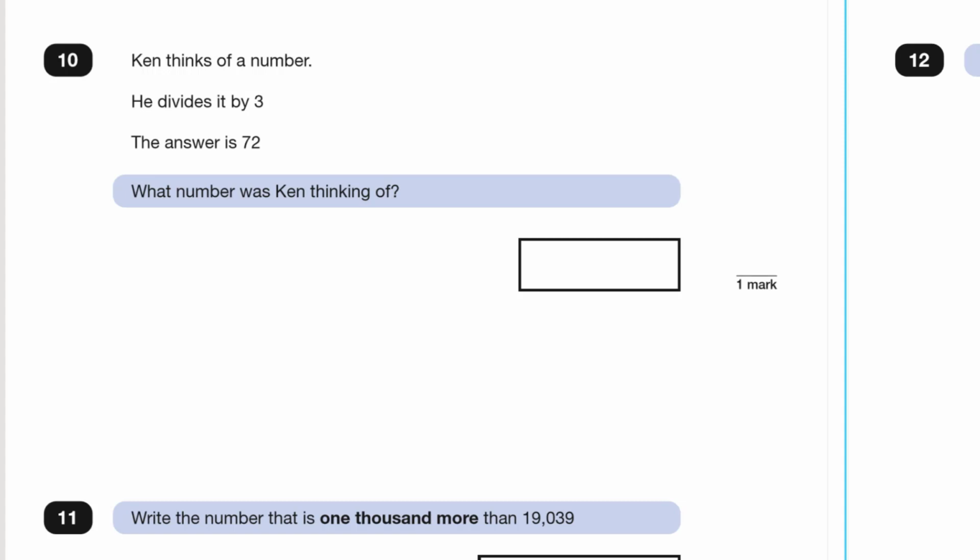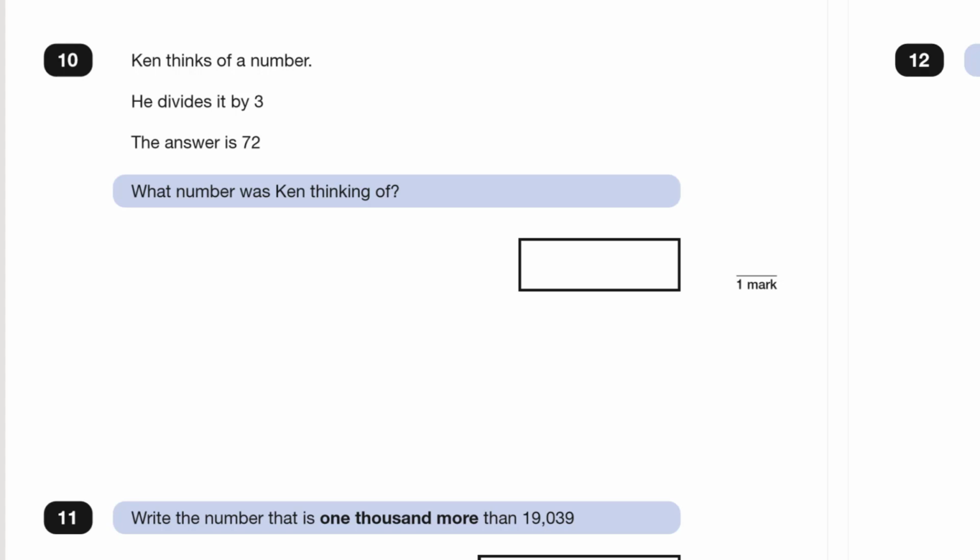Question 10. Ken thinks of a number. He divides it by 3. The answer is 72. What number was Ken thinking of? With a question like this, it can be a bit confusing if we're trying to hold all of the information in our mind. So the best thing you can do is just to start jotting down what is said.